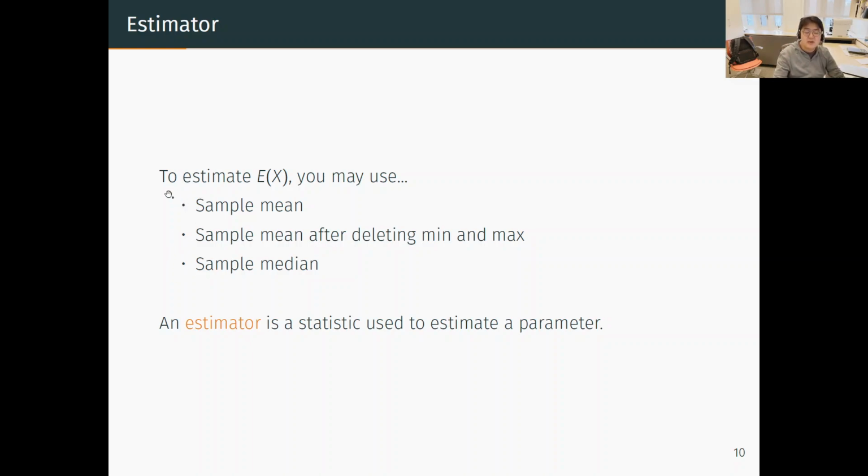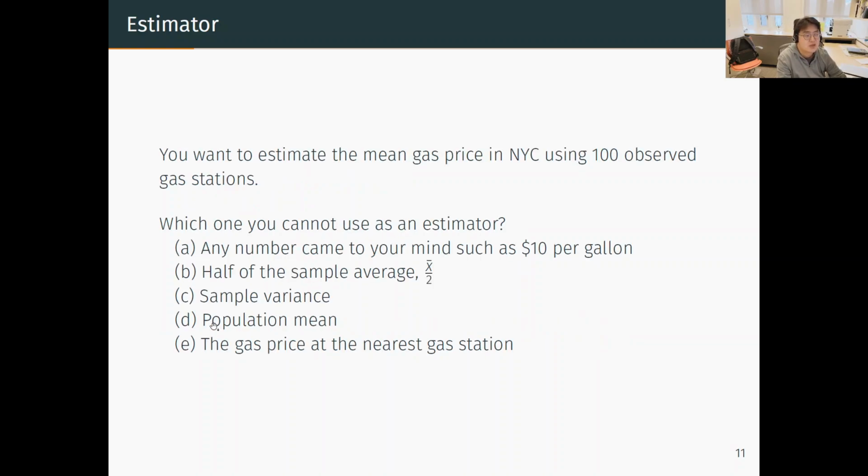These numbers may capture something similar, so you may argue that they are reasonable estimators, right? But for now, what you need to think about is that an estimator must be something you can calculate based on the sample. We are going to use it to estimate a parameter. The parameter is unknown, so your answer must be something known, right? That is an estimator.